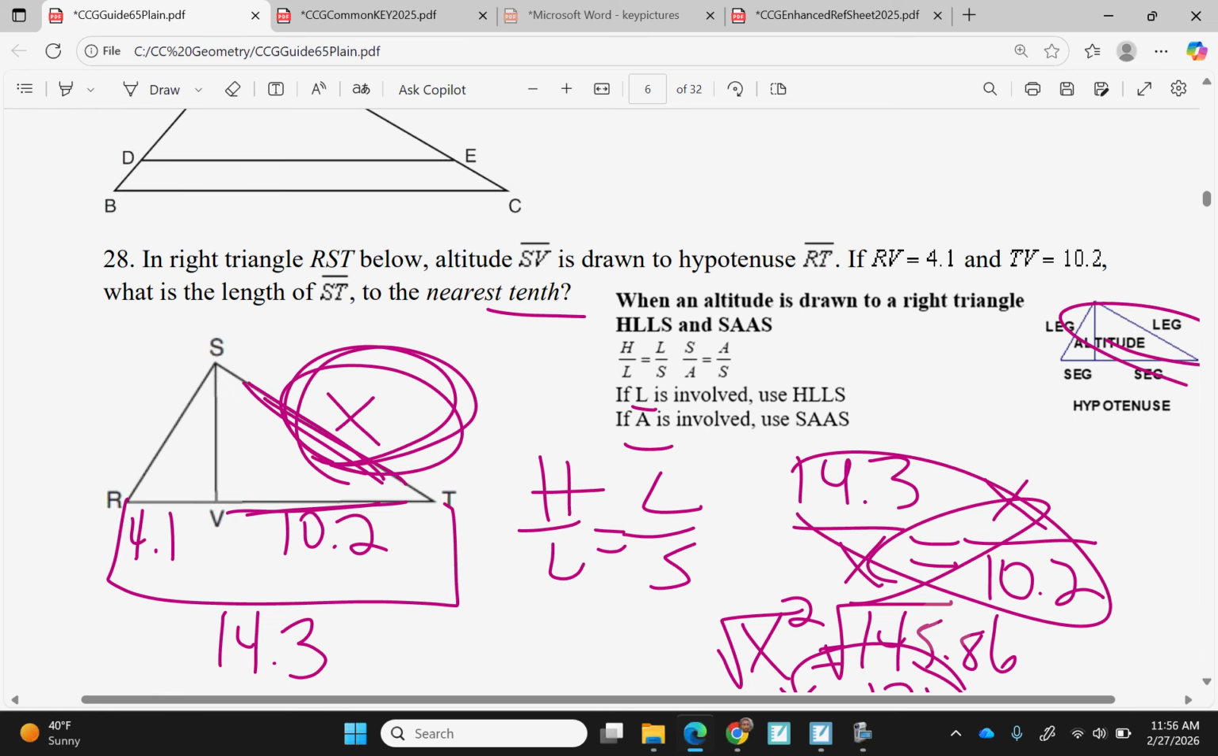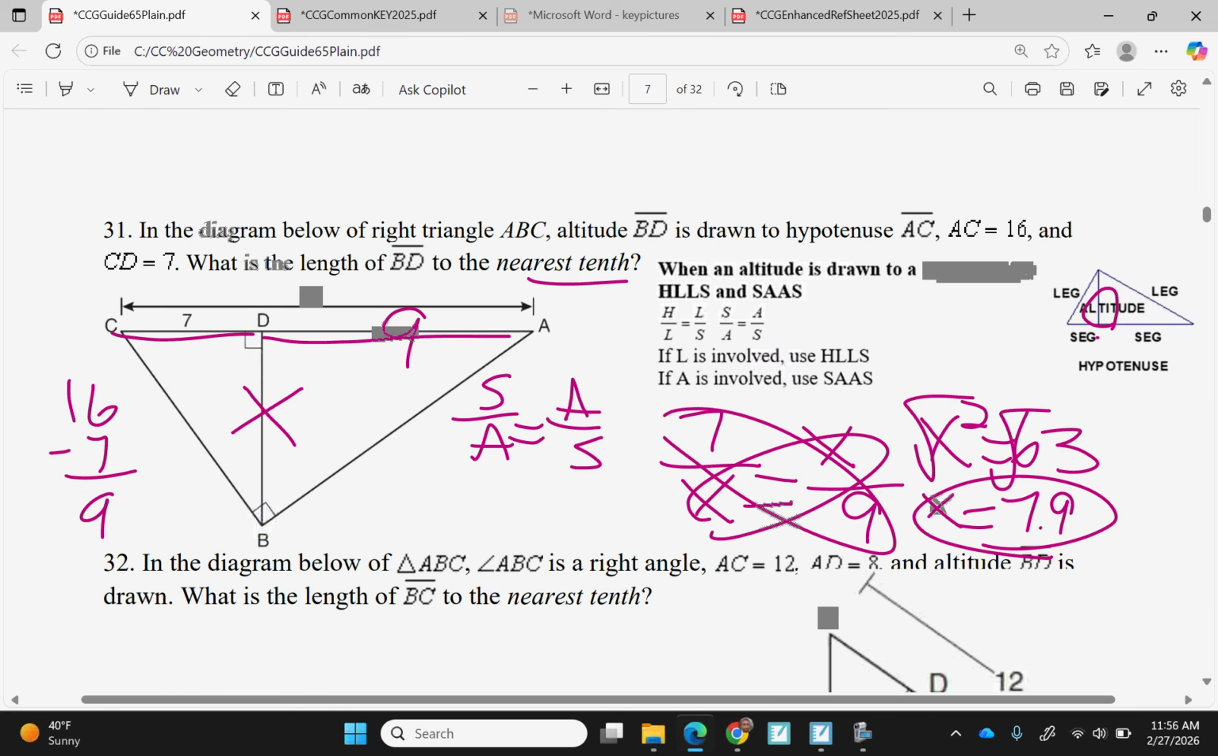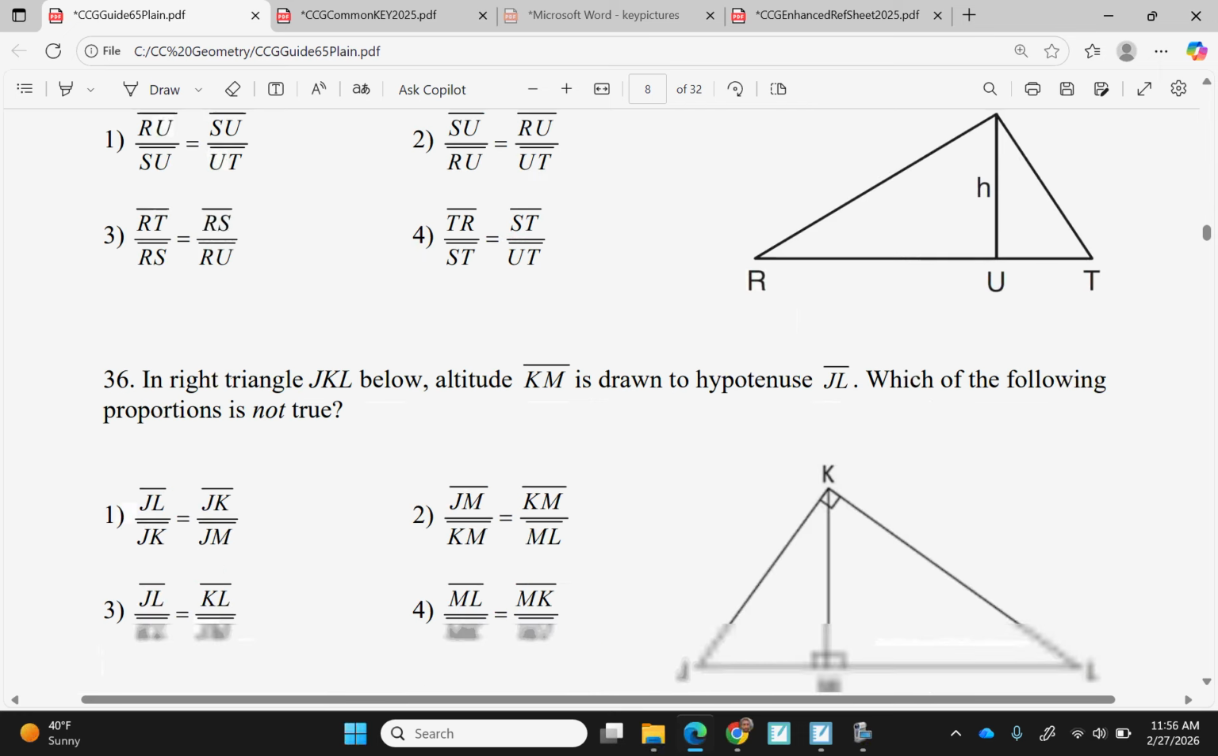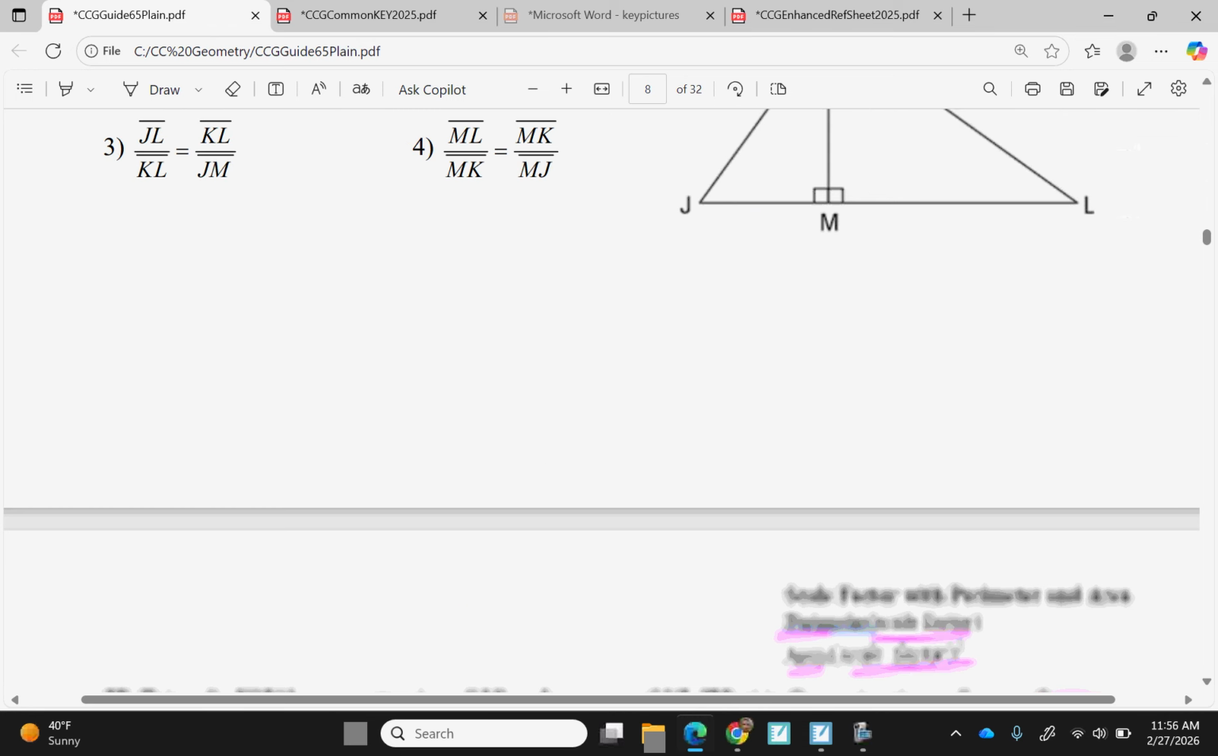Hill SAS: if there's an L involved, use hills. If there's an A involved, use SAS. Expect to have to add or subtract pieces. And if it's multiple choice, you just see which one fits into hills or SAS.